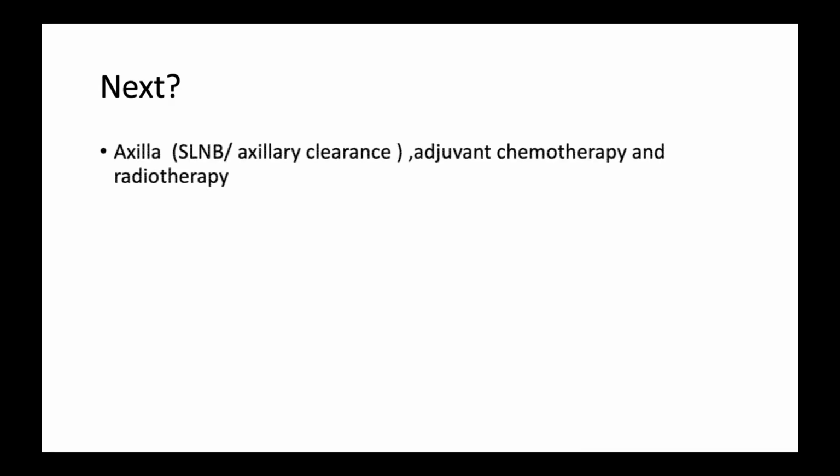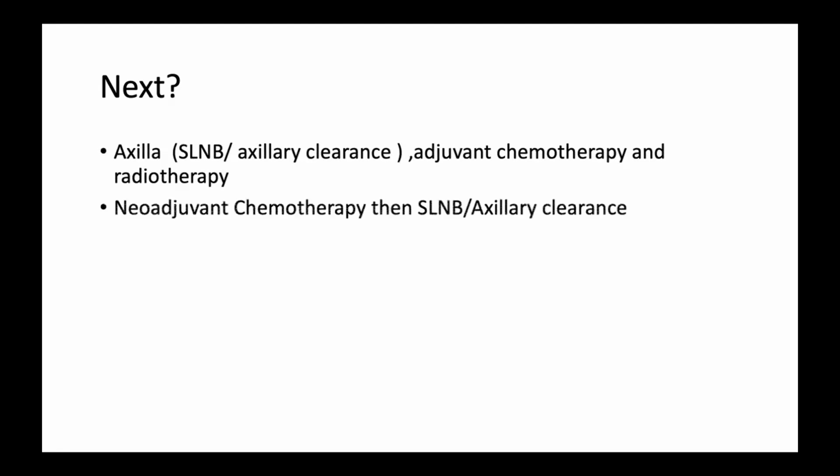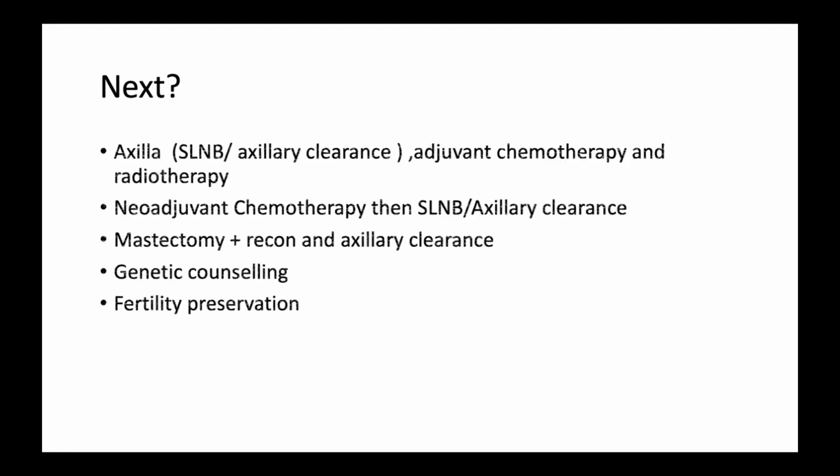Another thing is we have to settle the axilla right now. Because she is triple negative, she went for chemotherapy, and after she completes her chemotherapy, then we go for surgery. We discussed with her the options. Because she is young and nodal negative, and she has a D3 tumor, the question is, are you going for SLNB or ANC?